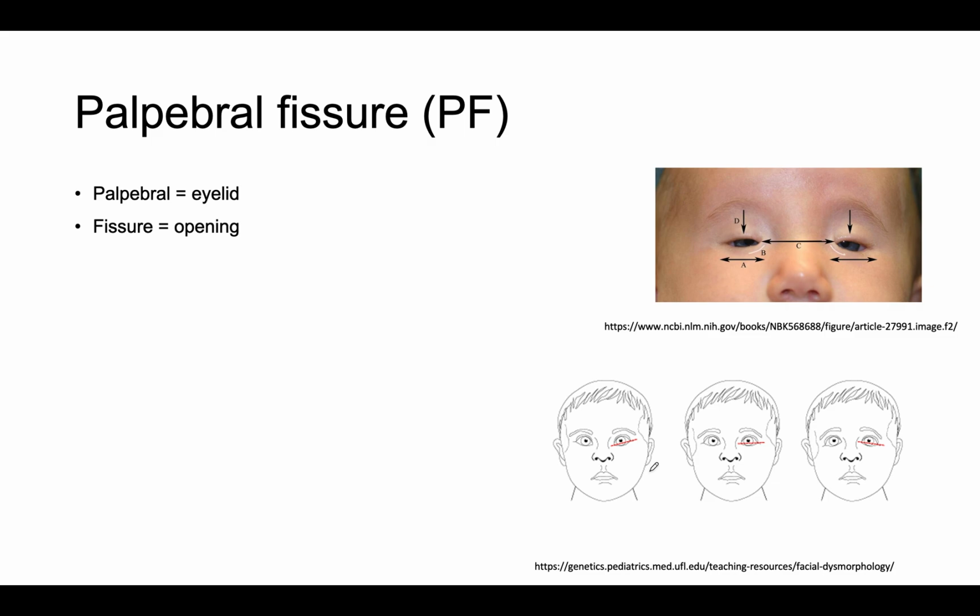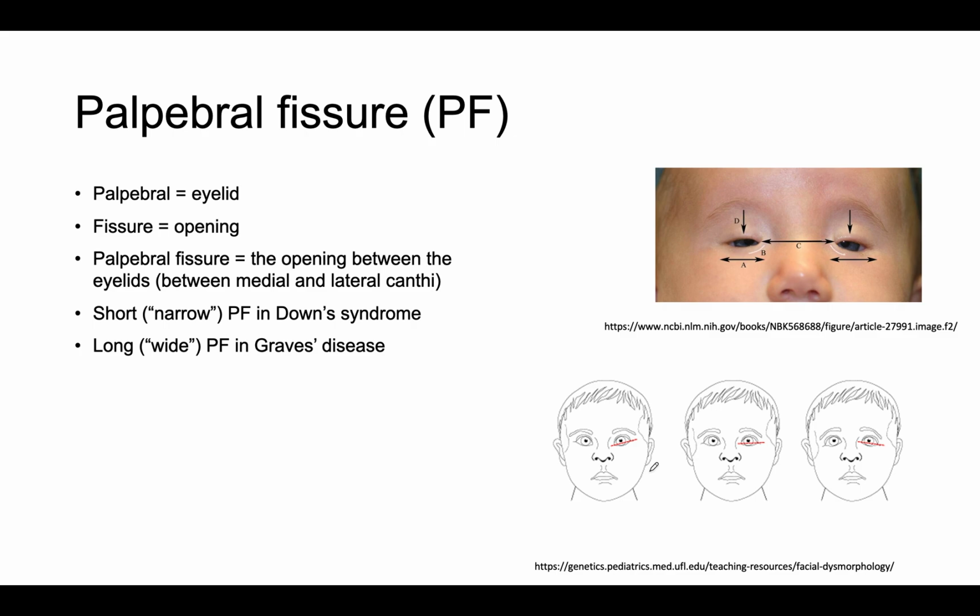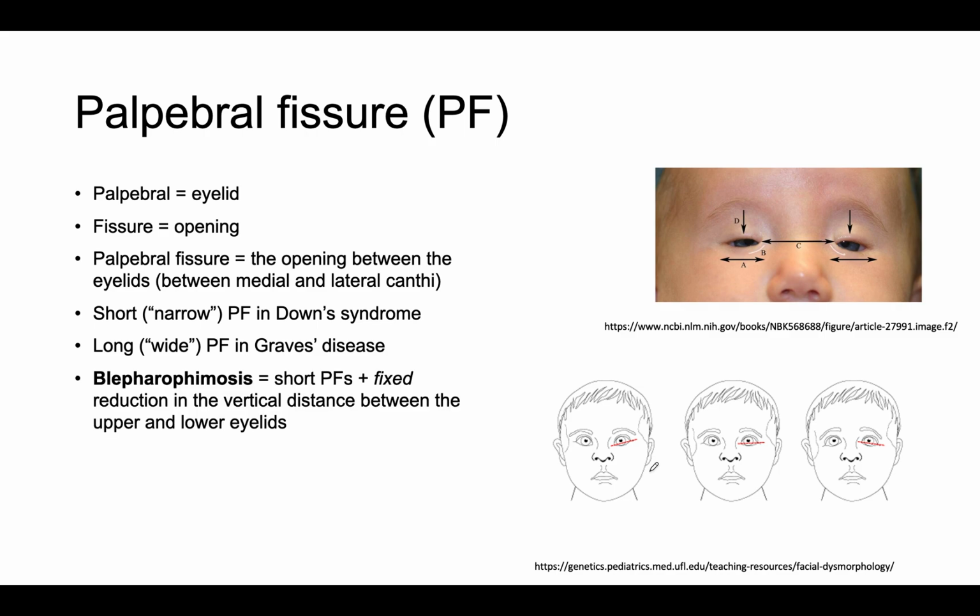Now, palpebral fissures are the openings of the eye, and particularly the distance between the medial and the lateral canthi of one eye. The palpebral fissures can be short or narrow, as seen in Down syndrome, or they can be long or wide, as seen in Graves' disease. Blepharophimosis is characterized by short palpebral fissures, as well as a fixed, not a dynamic, but a fixed reduction in the vertical distance between the upper and lower eyelids. Phimosis refers to a state of being fixed in place.